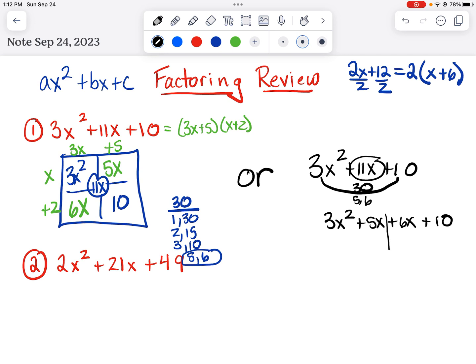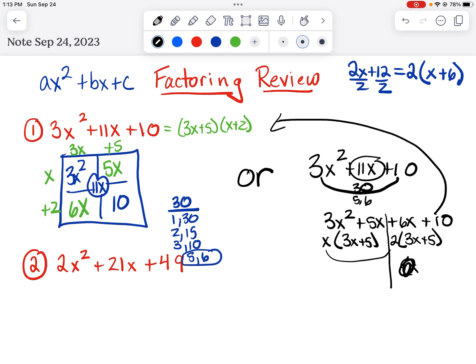Now if I draw a line down the middle, I'm going to just factor out of each side. The biggest factor of 3x squared and 5x is x. If I factor that out, it's 3x plus 5. And what divides into 6 and 10? Well, that's a 2. So if I factor a 2 out, this is 3x plus 5. And it factors into what's here on the outside, and then that parentheses is the same. So it factors into the exact same thing we have up there.